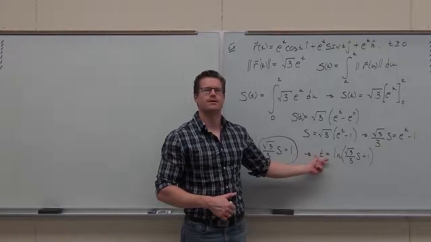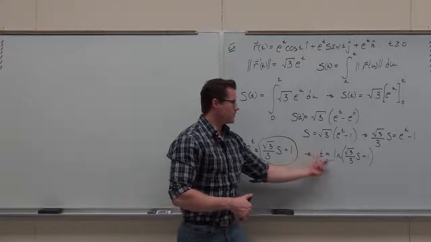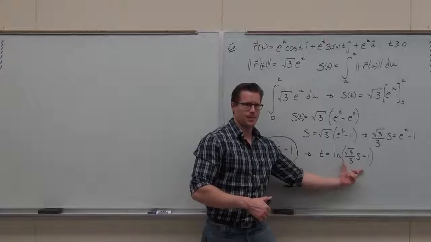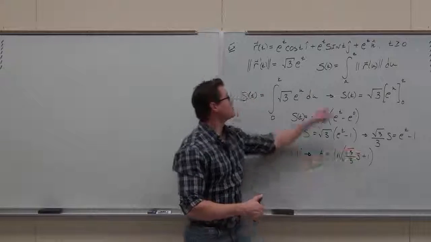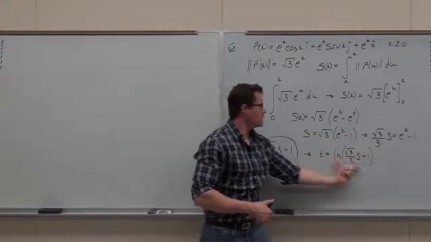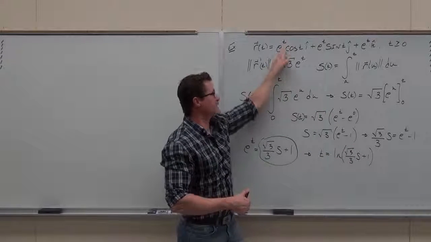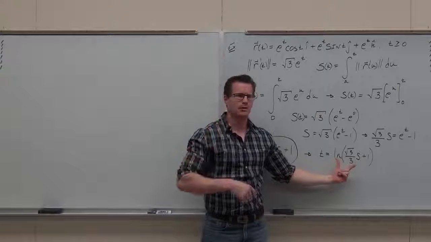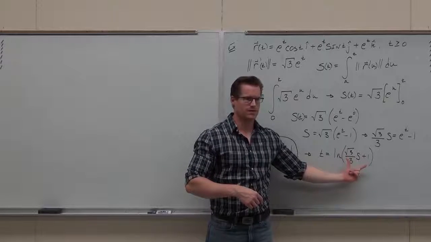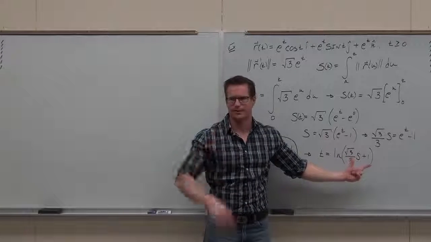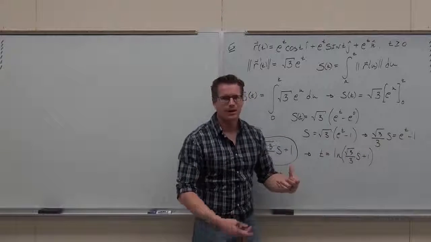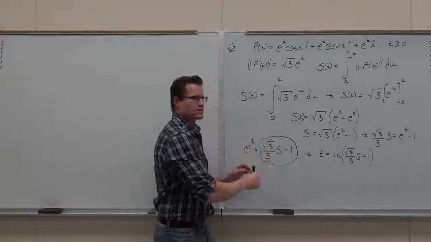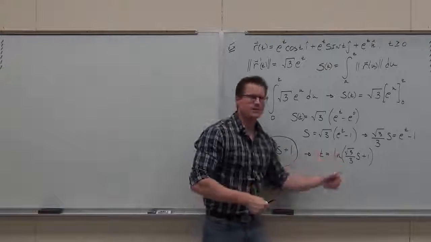I would like you to verify that if you put this here, e to the ln, gone. You get square root of 3 over 3 s plus 1. You get exactly the same thing. So make it nicer. If you have e to the t's, use this. If you have just straight up t's, you've got to use that.